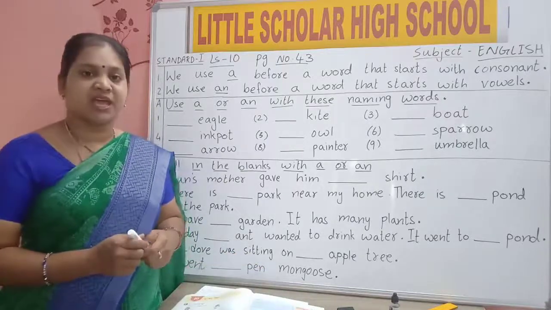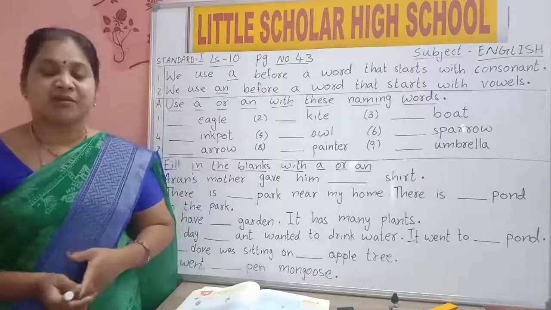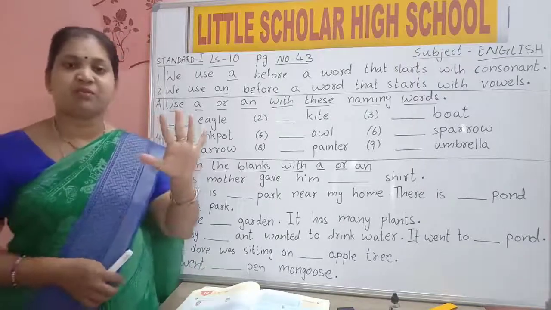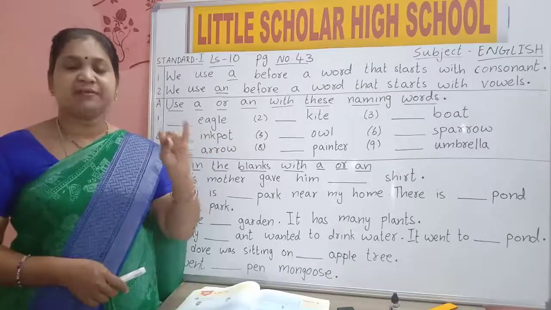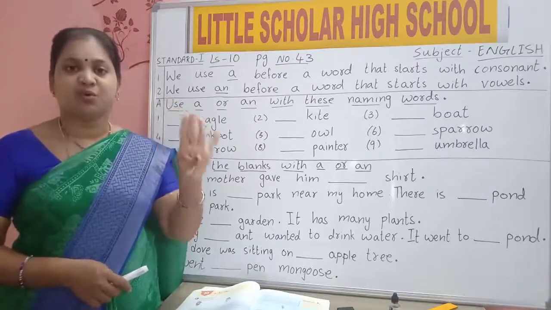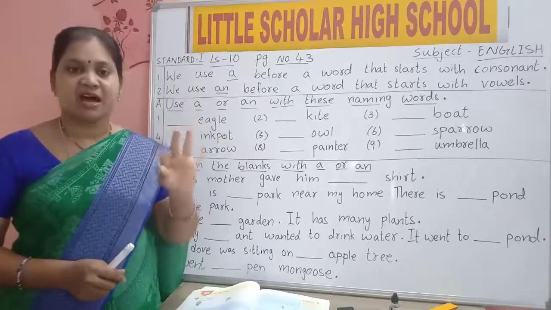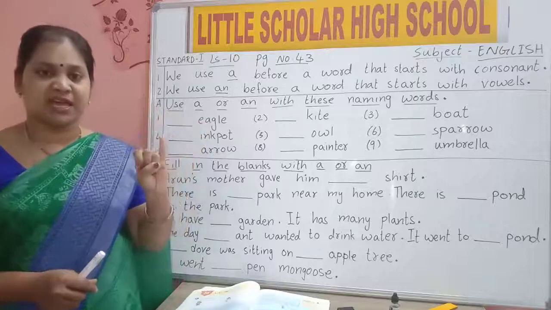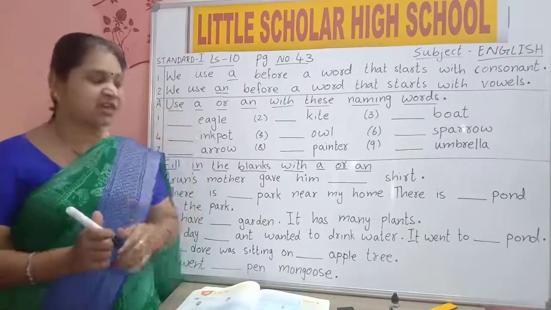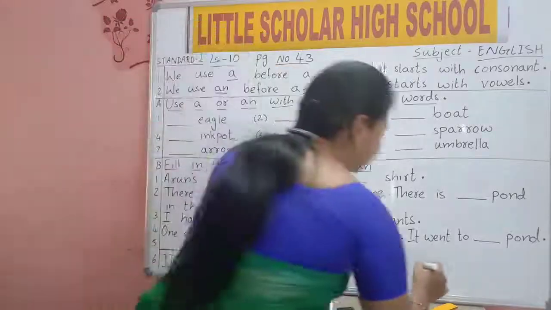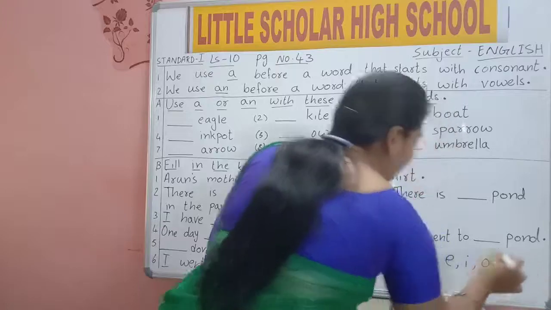When to use a and when to use an, and how many vowels are there, children? We have 5 vowels. What are those? A, E, I, O, U are the 5 vowels.